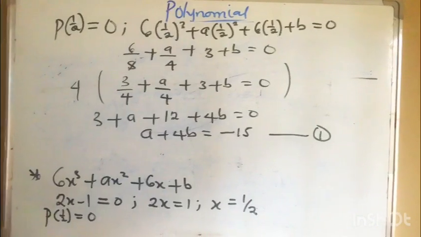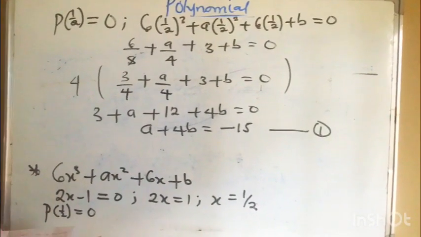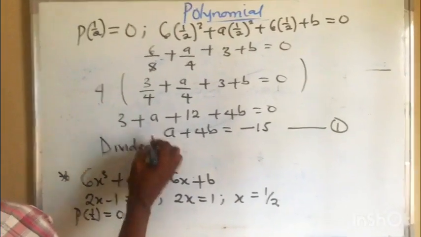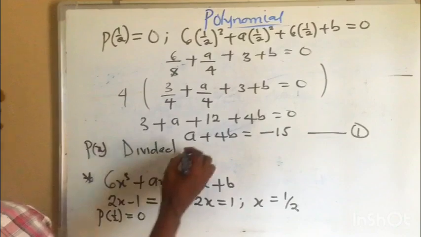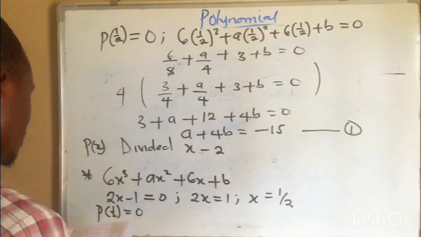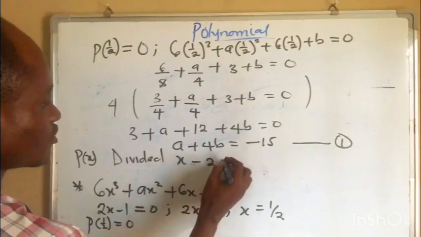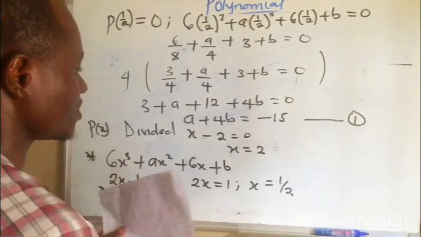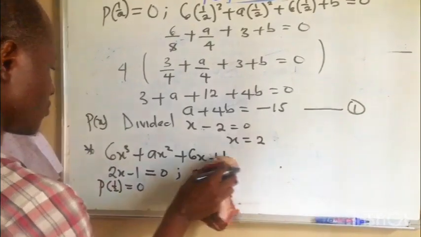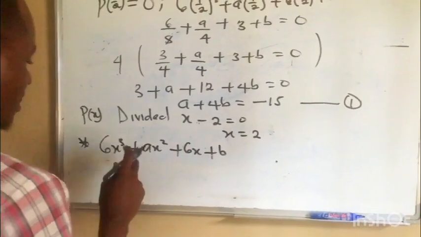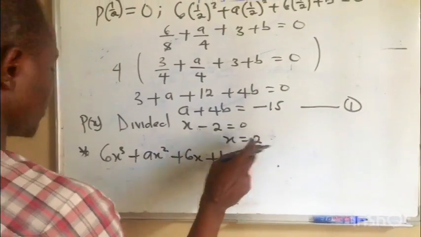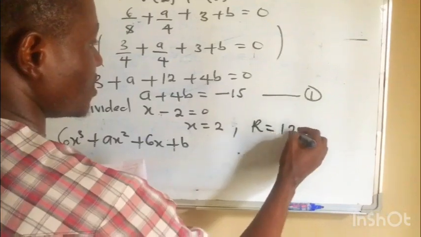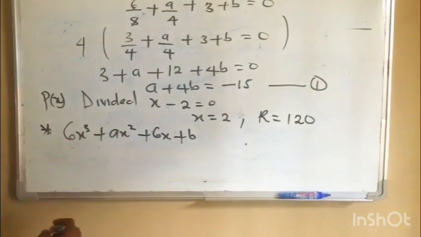The second part is also saying that p of x is divided by x minus 2. The next thing we do is the same thing here. We take x minus 2 to be 0, which means our x becomes 2. In this polynomial we substitute x, but in that one we are told that the remainder is equal to 120. That means in this one the remainder is not equal to 0.